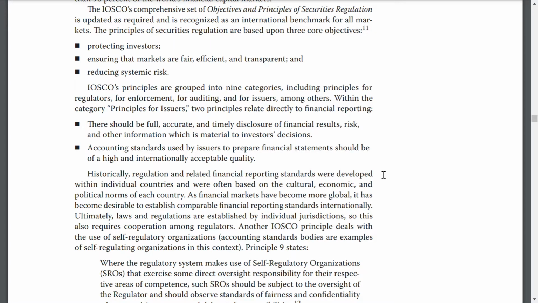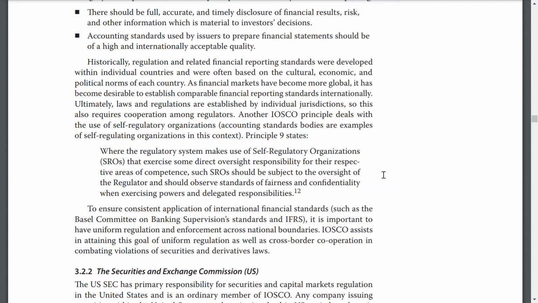Historically, regulations and related financial reporting standards were developed within individual countries and were often based on the cultural, economic, and political norms of the country. As financial markets have become more global, it has become desirable to establish comparable financial reporting standards internationally. Ultimately, law and regulation are established by individual jurisdictions, so this is required of corporations.